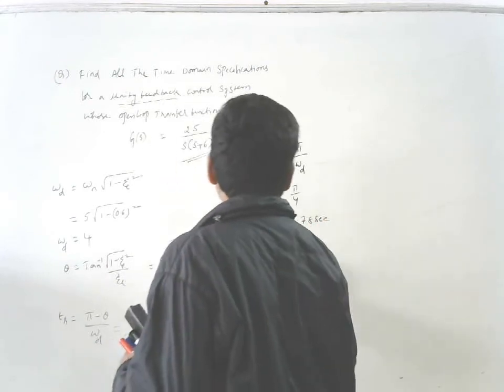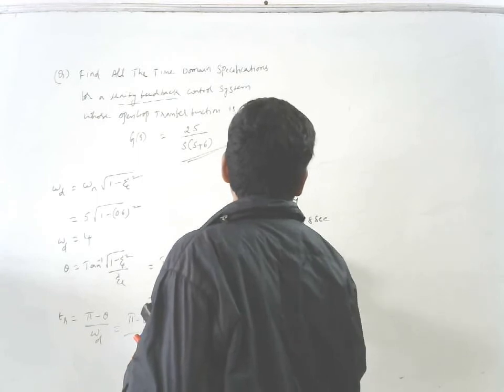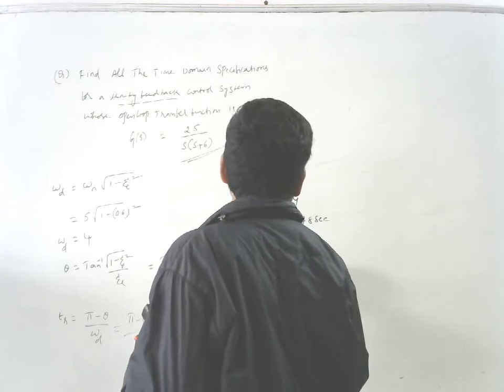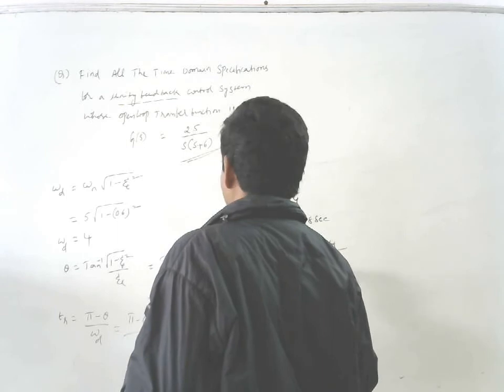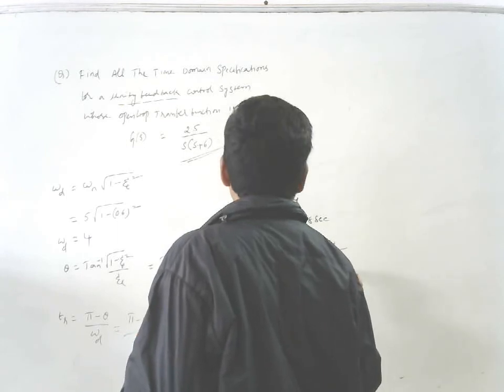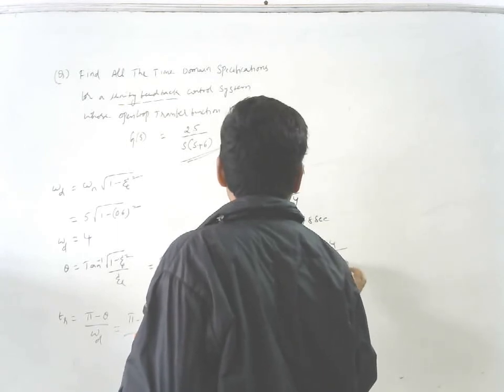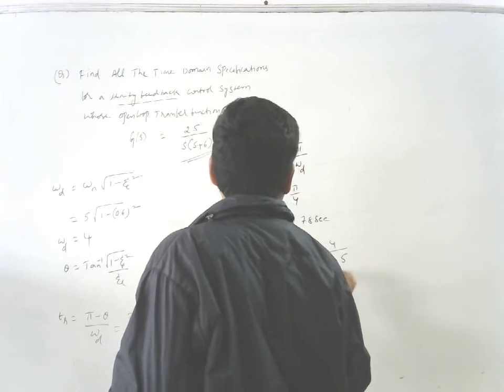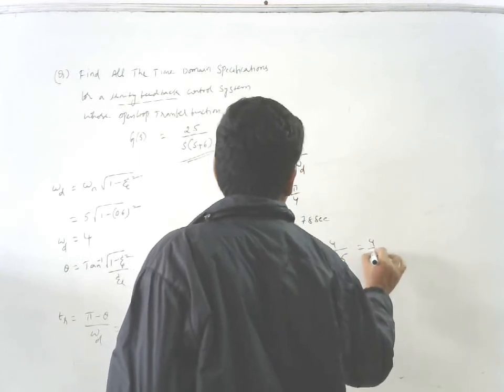After that, TS equals 4 divided by zeta omega n. That is 4 divided by 0.6 into omega n value 5. That means 4 divided by 3, and we are going to get 1.33.